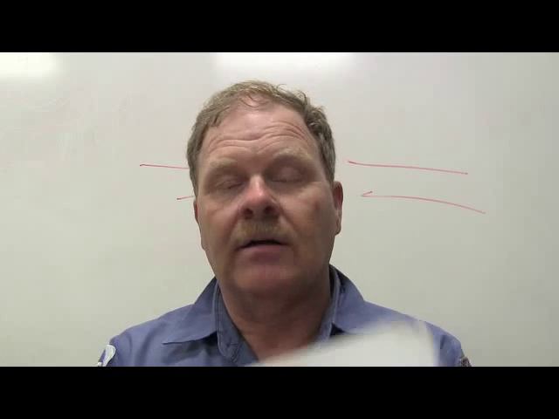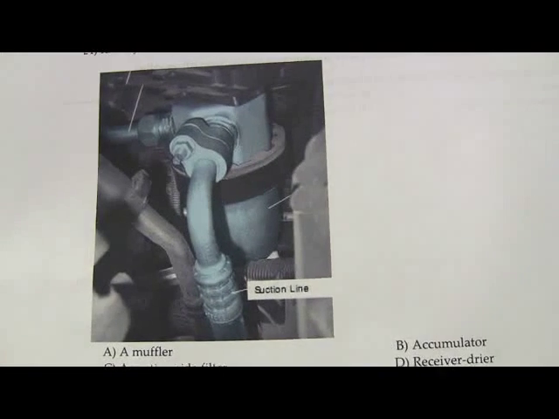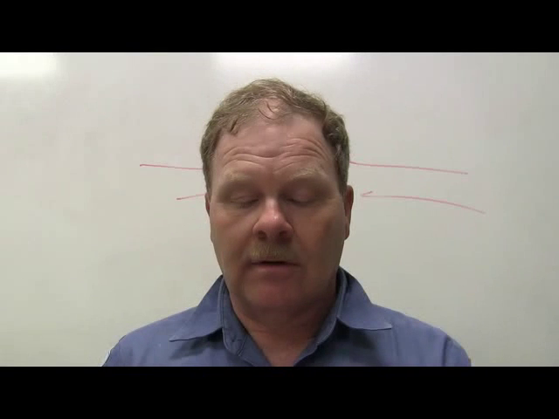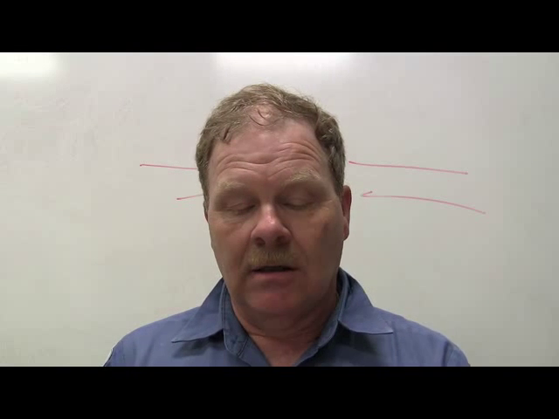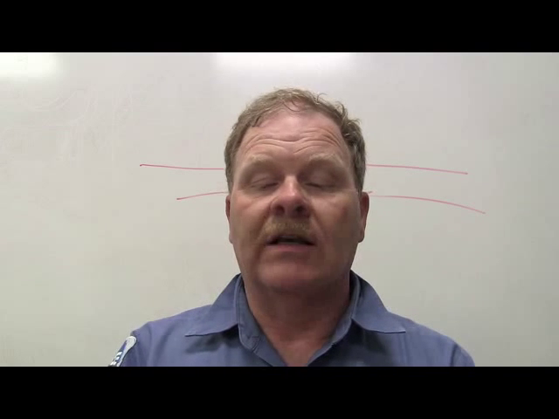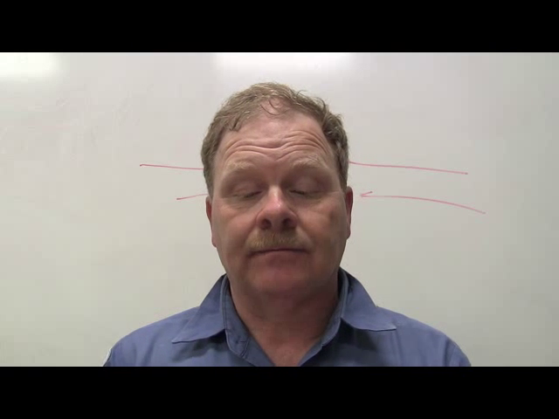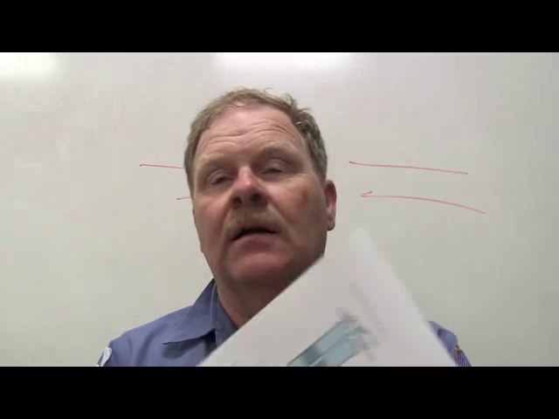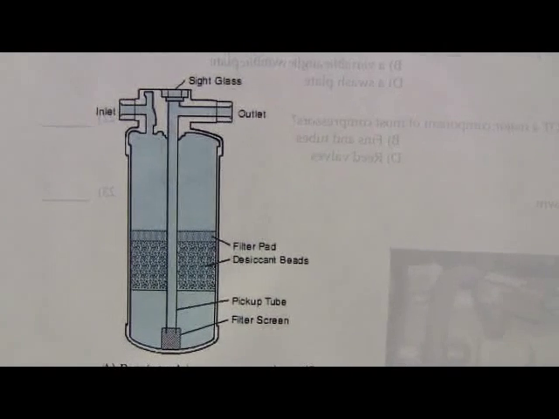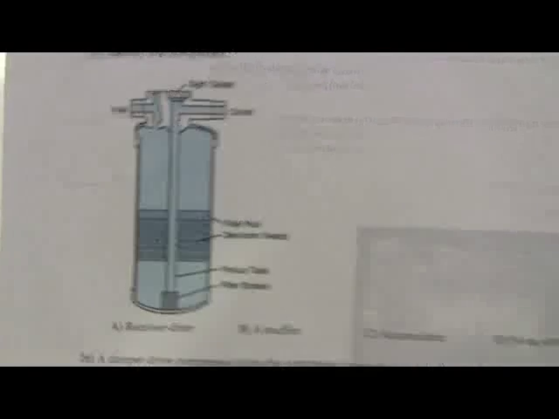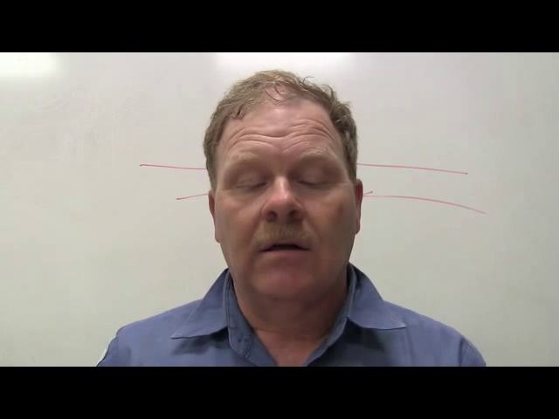Identify the component illustrated below. What is that component there? Everybody like that answer? It's going to be B. That's an accumulator. Okay. Identify this component. Receiver dryer. That's good, man. Receiver dryer.